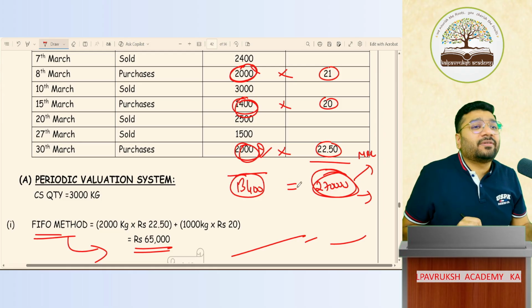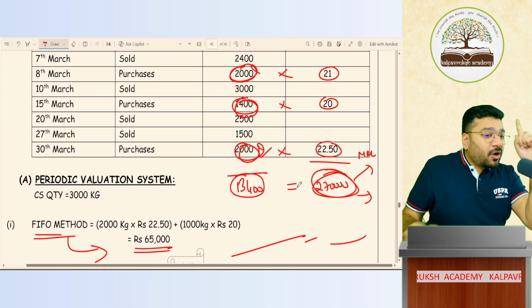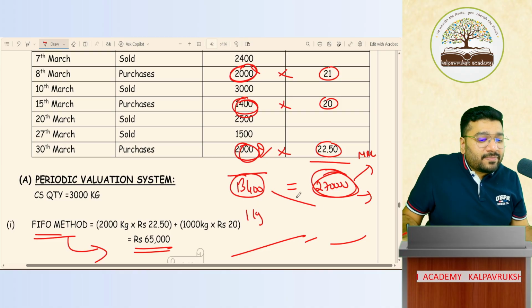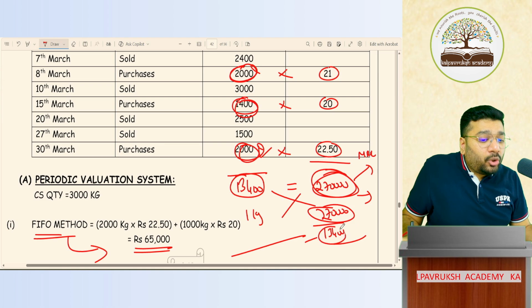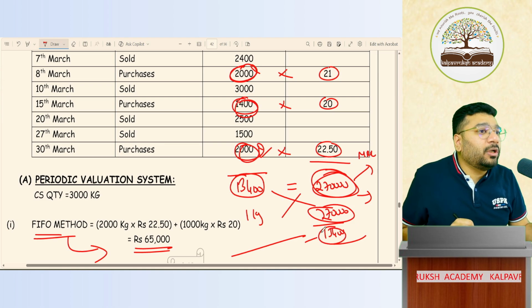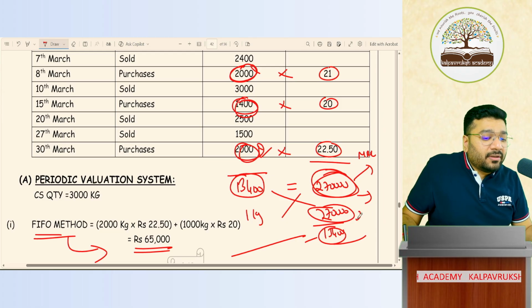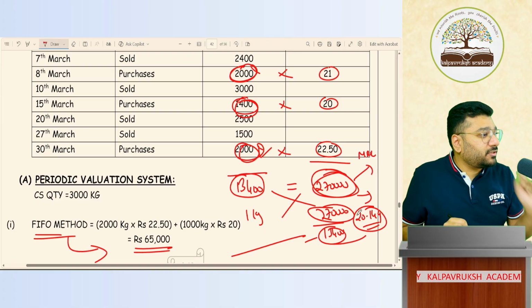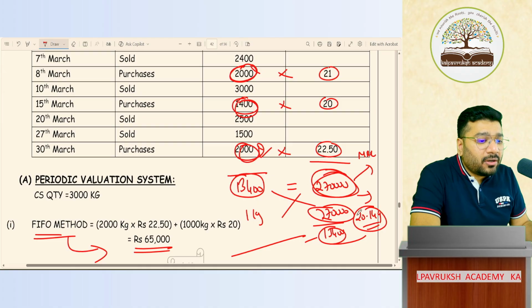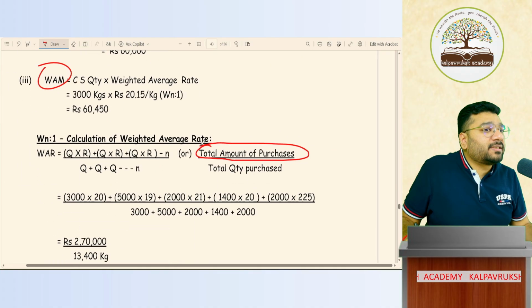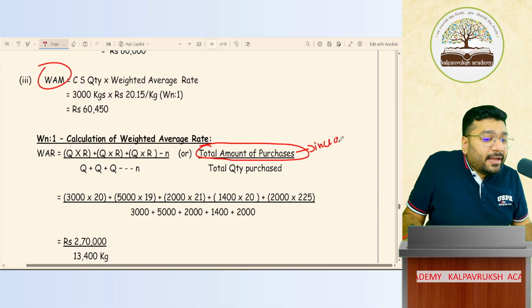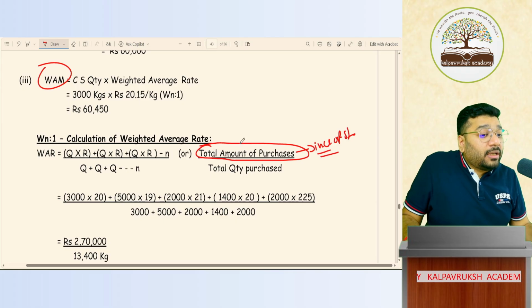What is its total cost? 2,70,000. Then what is the cost for 1 kg? Cross multiply. So 2,70,000 divided by 13,400. Total weighted cost of purchase divided by total weight. How much is it? 20.149. So this is your weighted average cost. Got it? Not got it? So the total amount of purchases, including opening stock.